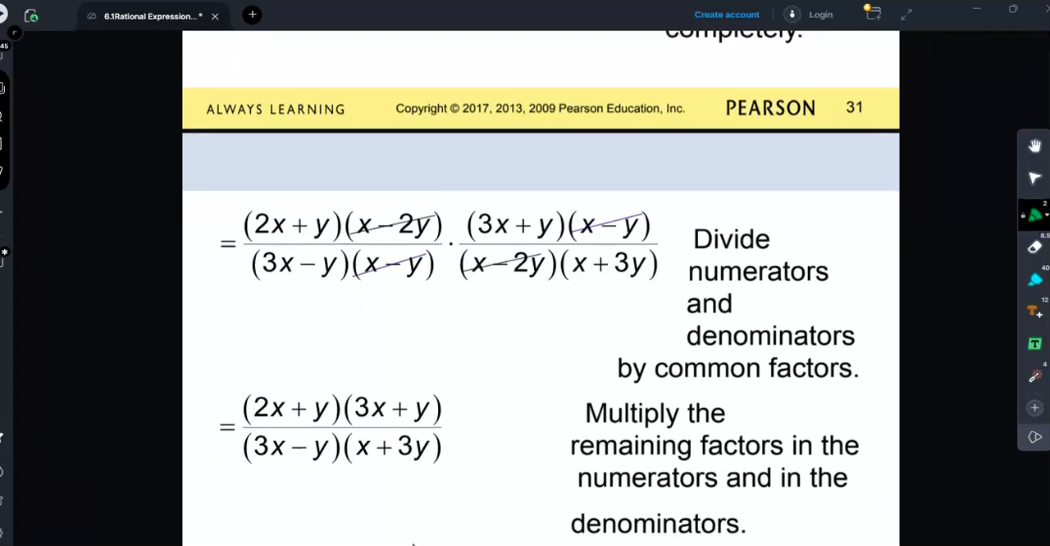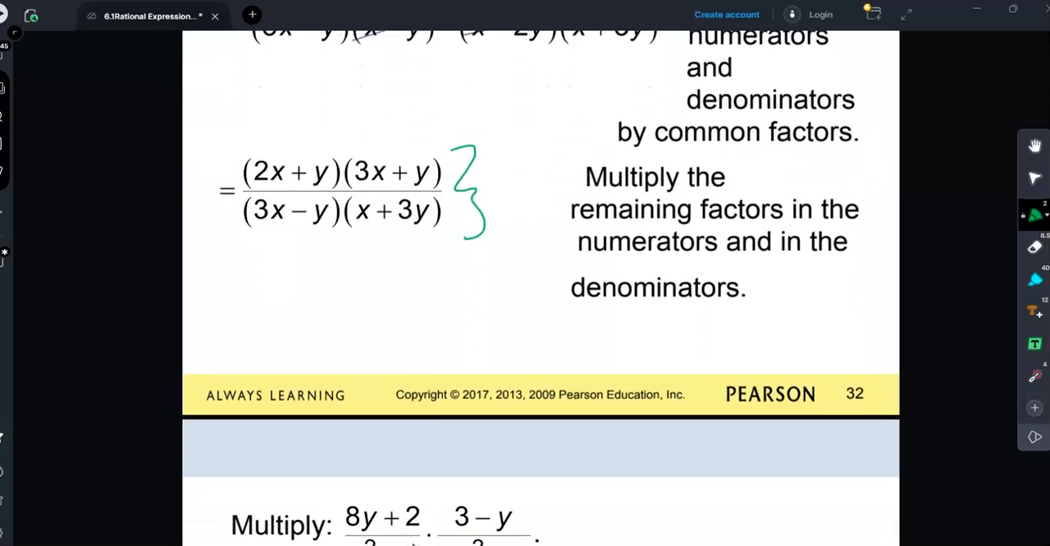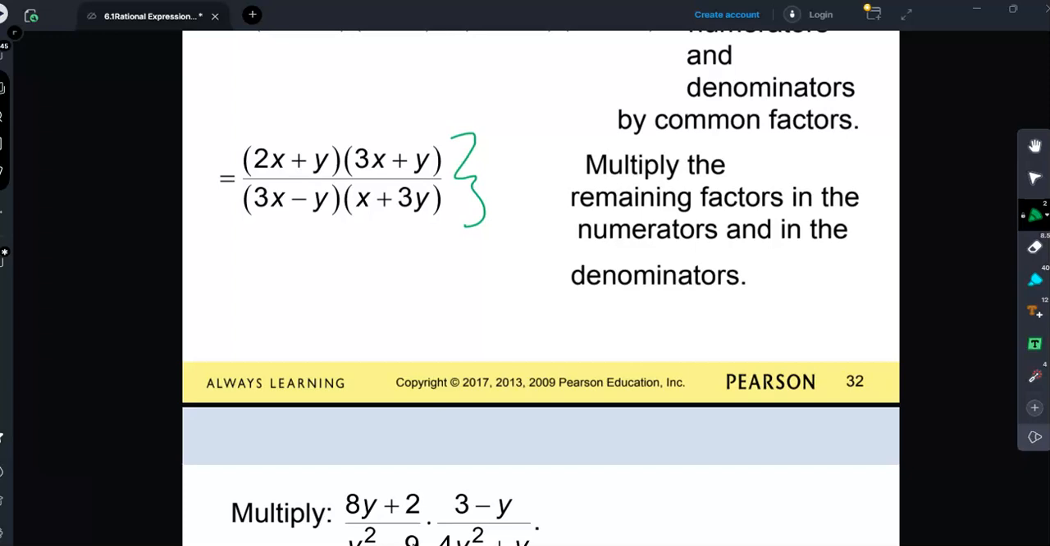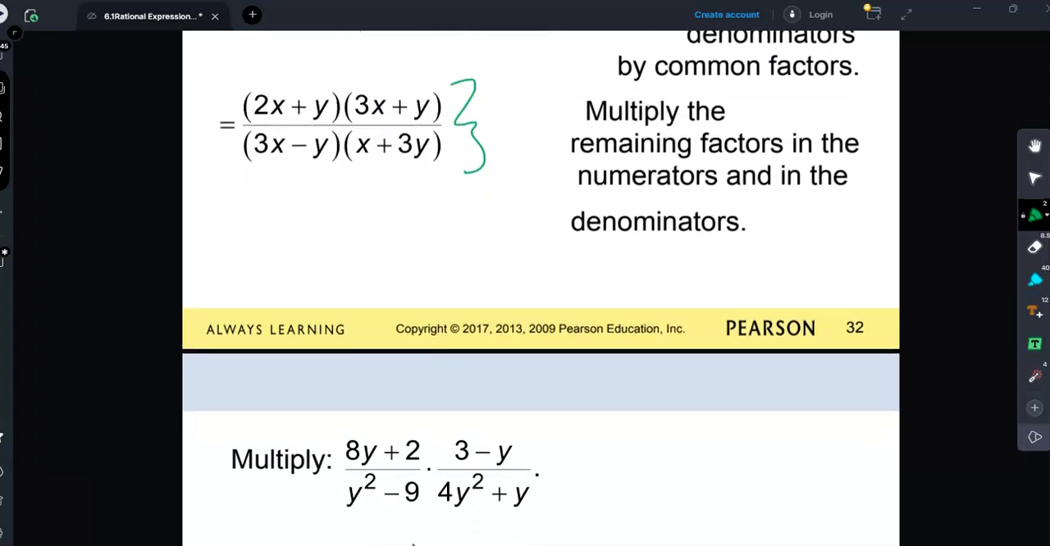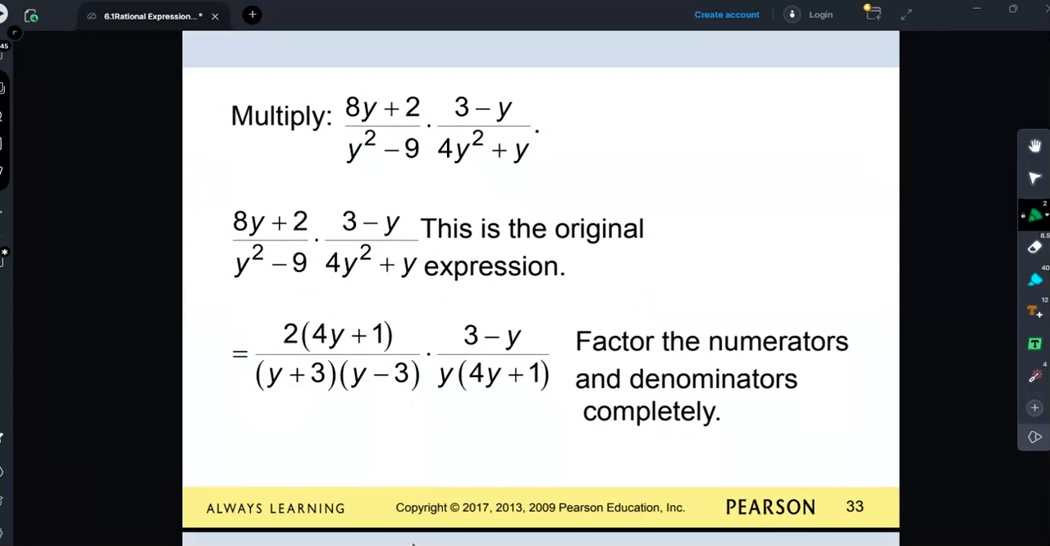Okay, so they crossed all those out. This is the remaining factors in the numerator and the denominator. So if you wanted to simplify it further, you could multiply that and get your final solution. We'll just leave it like that.